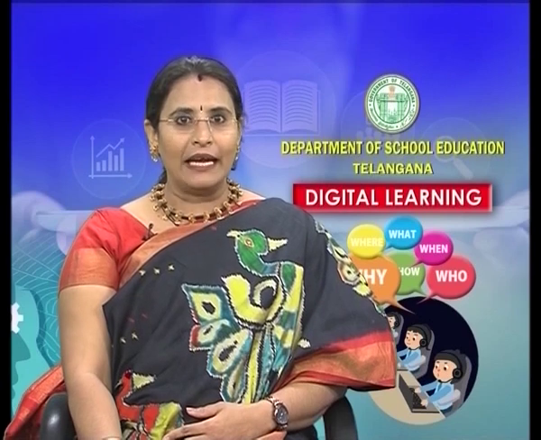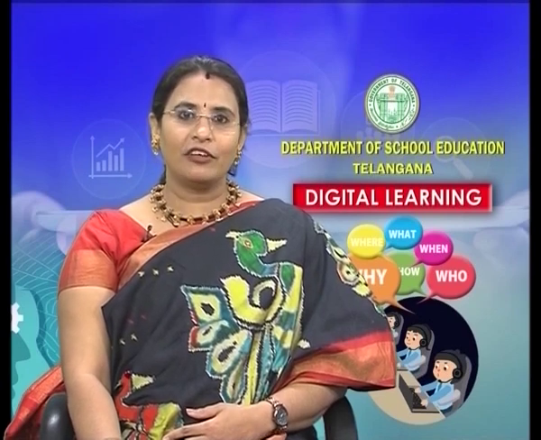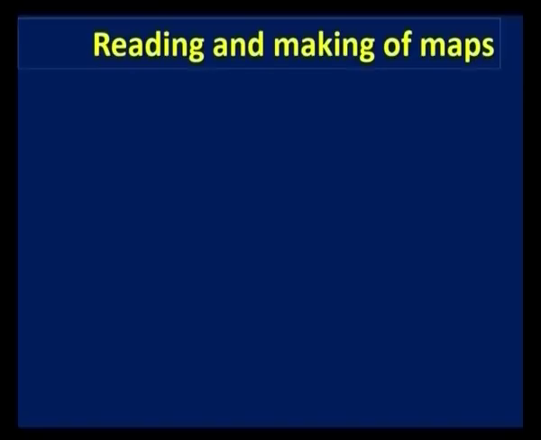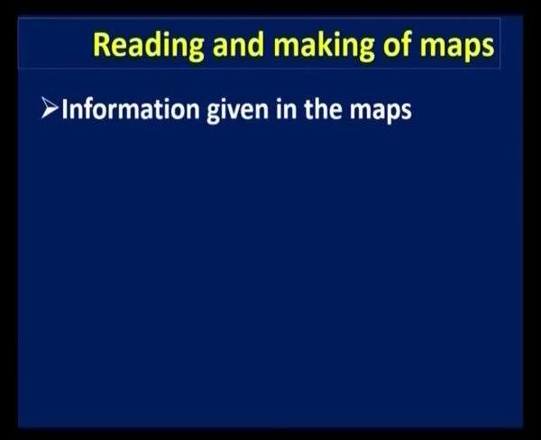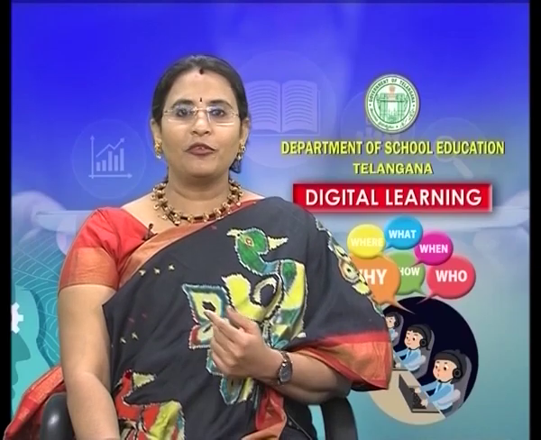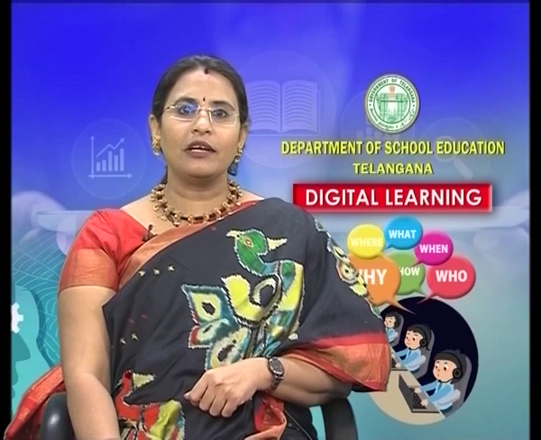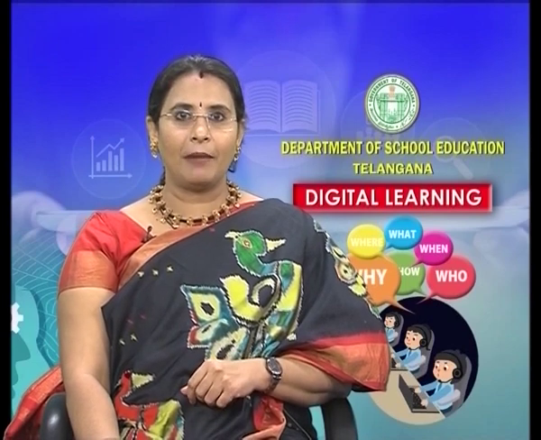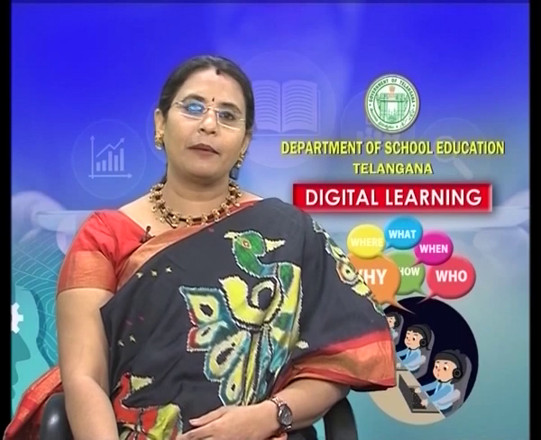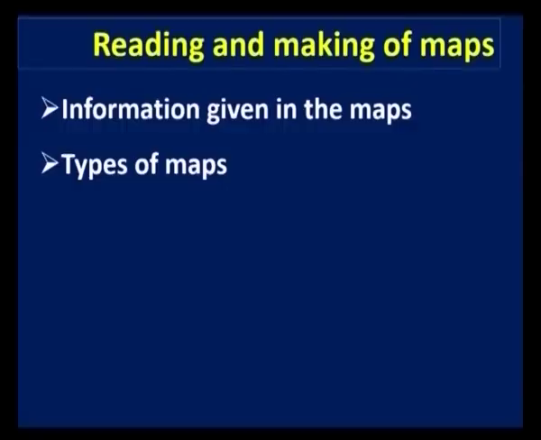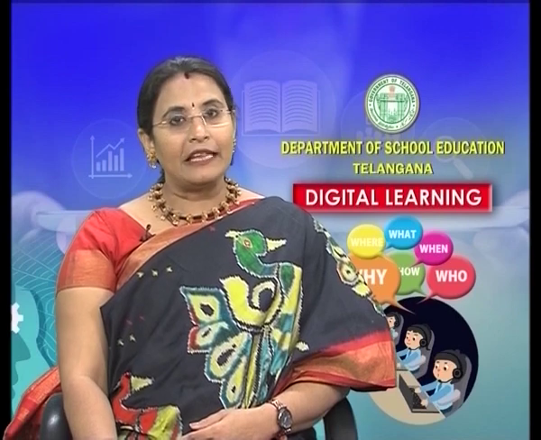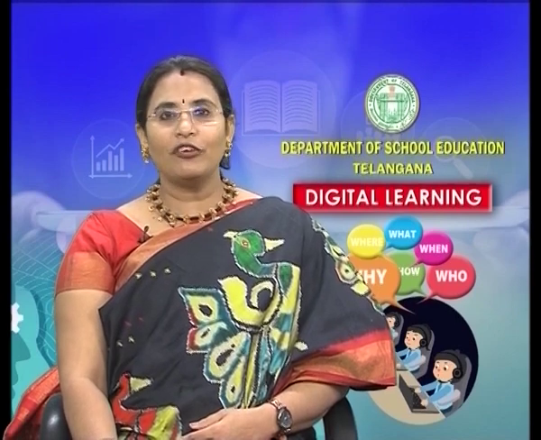Here we go. In our 6th class, the name of our first lesson was Reading and Making of Maps. Here, we learnt about the different information which is given in the maps, like population of a particular place, crops grown, language spoken, etc. And to know about the different information in the maps, we have to refer to the different types of maps. Different types of maps are physical maps, political maps, and thematic maps. Then we also learnt about drawing of a sketch map.